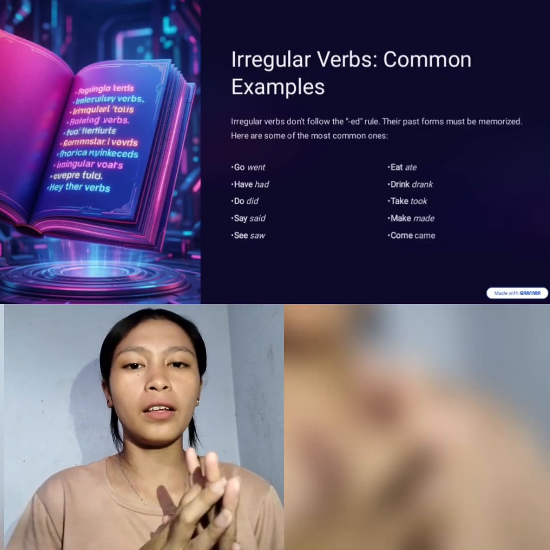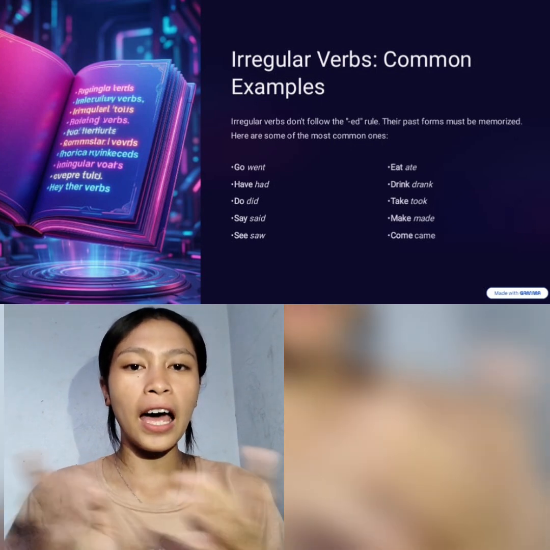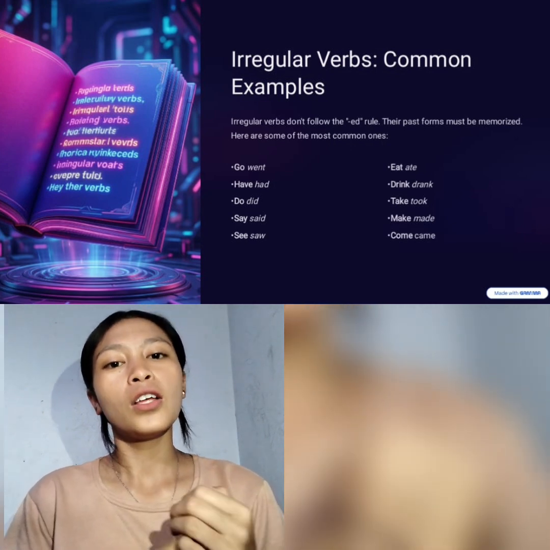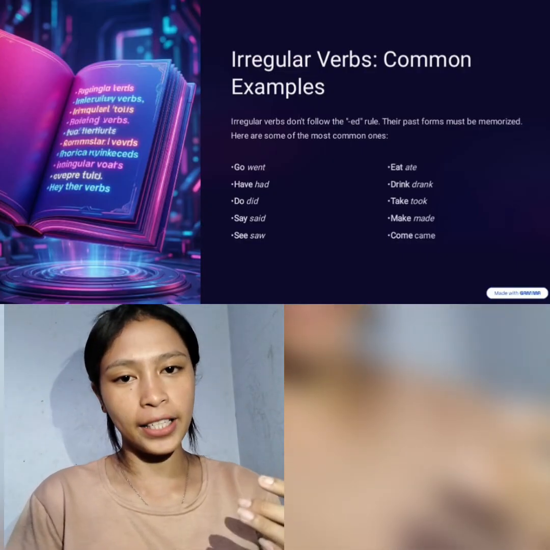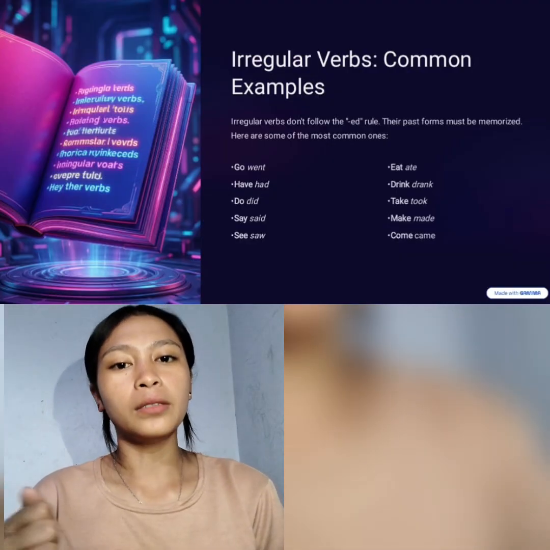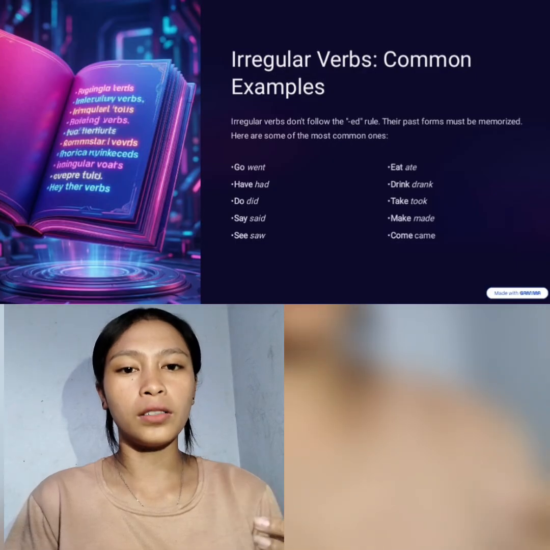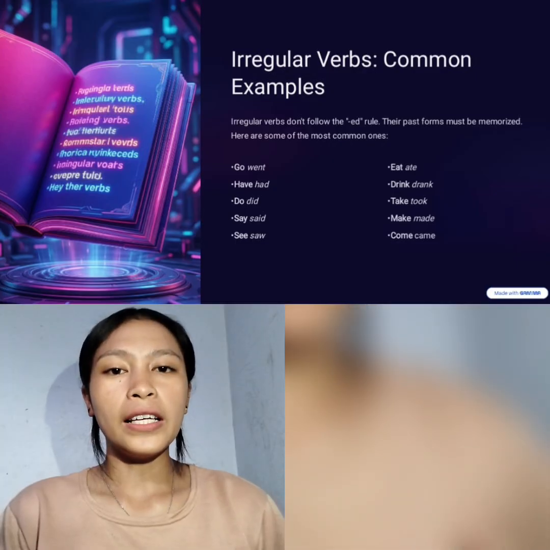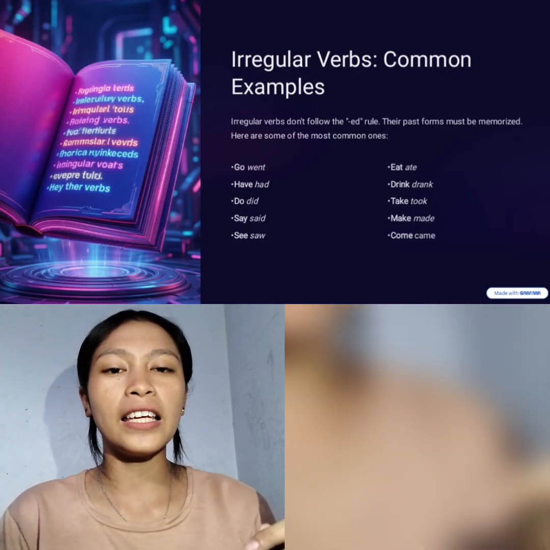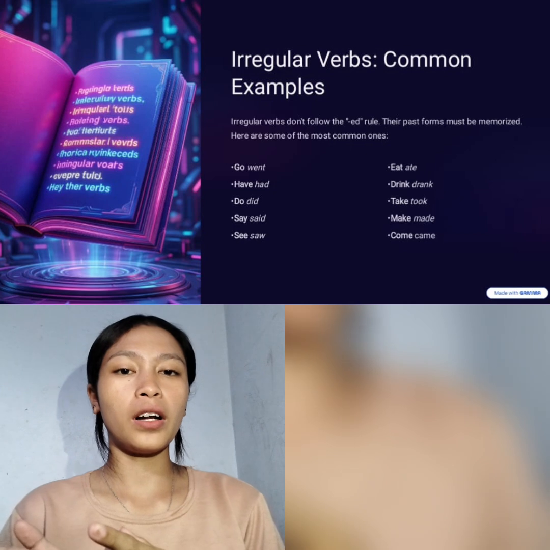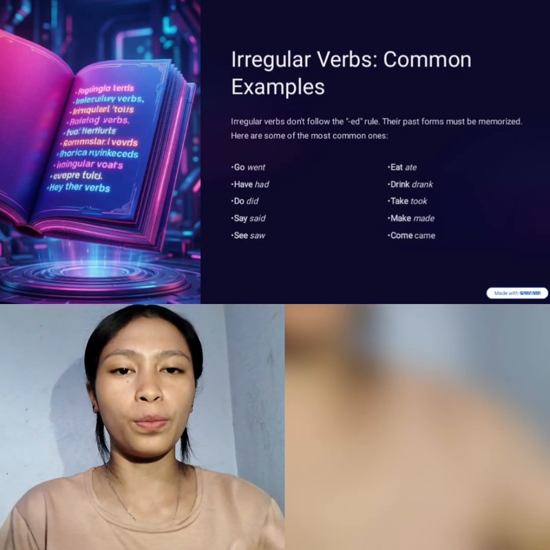You can see that go becomes went, have becomes had, do becomes did, say becomes said, see becomes saw, eat becomes ate, drink becomes drank. So guys, irregular verbs are different. We cannot add -ed like before, so we need to memorize their past forms.